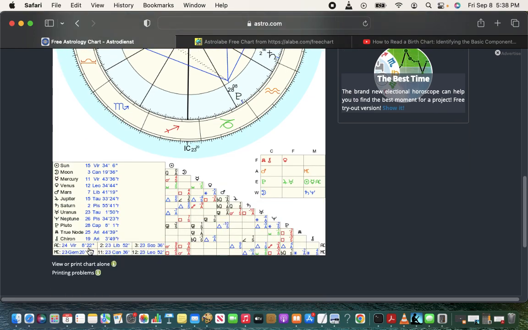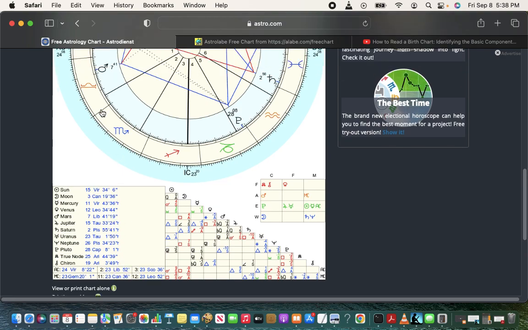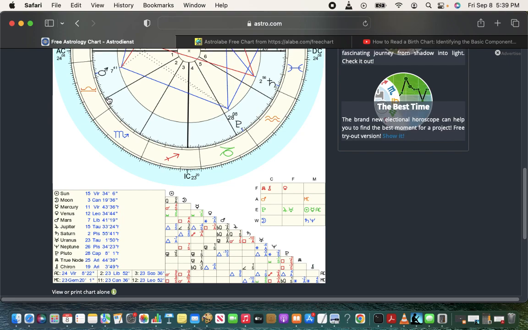You can see down here in the chart, it shows the AC, the MC. It also shows the degree of the house cusps as well. Second house, 23 degrees, Libra, 52 minutes.